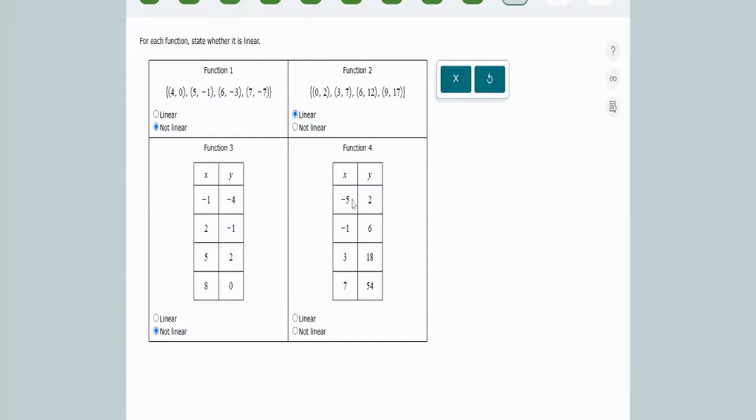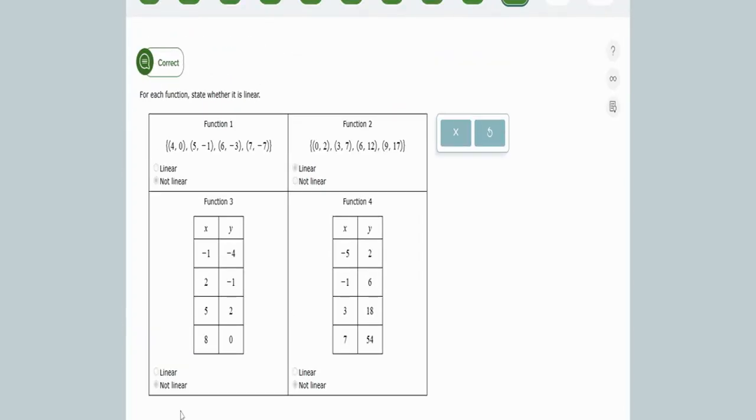On number 4, to go from -5 to -1, that's up 4 more, up 4 more. And the y values, up 4, up 12, up quite a bit, so actually not linear on that one. Okay.